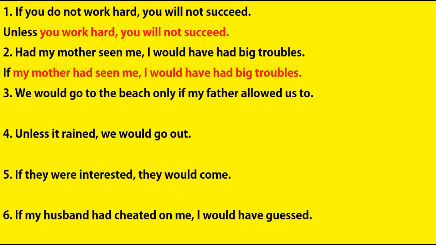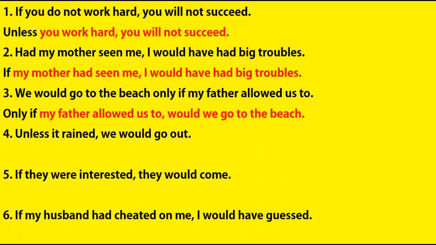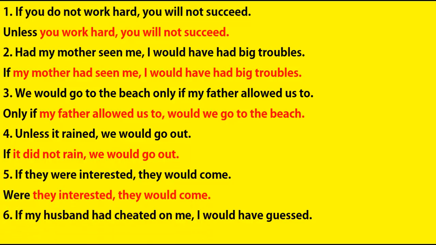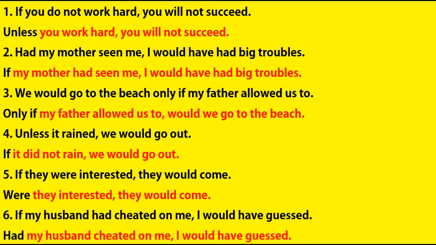If my mother had seen me, I would have had big troubles. Number 3. Only if my father allowed us to, would we go to the beach. Don't forget, "would we go," because the sentence starts with "only if." Number 4. Unless it rained, with "if" plus negative form: if it did not rain, we would go out. Number 5. If they were interested, they would come: were they interested, they would come. Number 6. If my husband had cheated on me, I would have guessed: had my husband cheated on me, I would have guessed.